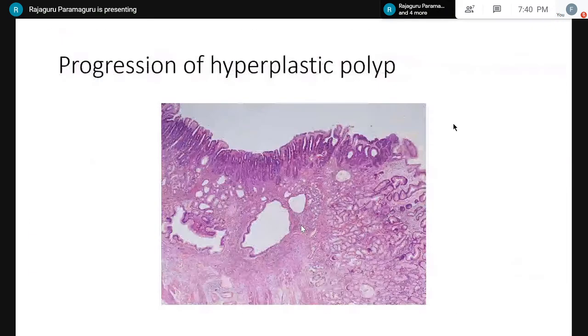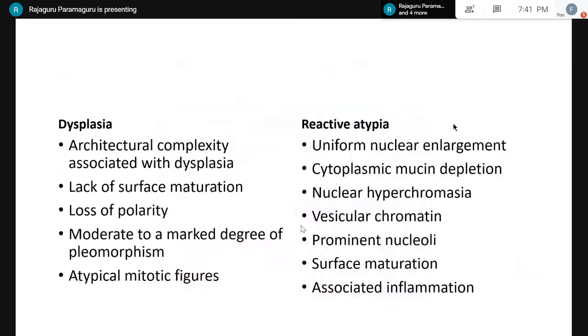So this is all about the hamartomatous and the inflammatory polyp in the stomach and the histological differentiating points. I hope it is clear. The hyperplastic polyp may progress on to an adenomatous type which might show evidence of dysplasia. And as I said, the main important thing is to differentiate dysplasia from a reactive atypia, as dysplasia is something to be reported, and for reactive atypia you don't have to say anything.